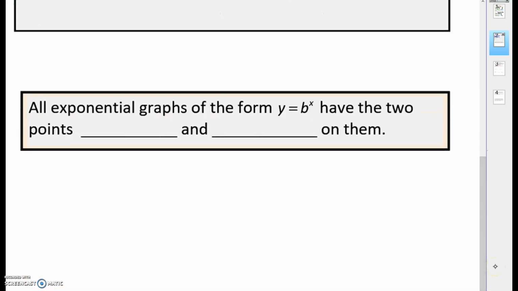So all exponential graphs of the form y equals b to the x actually have two pretty points. Our first one is always going to be at (0, 1), because for any number I put in for b, if I raise it to the 0, the y value is going to be 1. And my second point is always going to be at (1, b), because any number raised to the first power just produces itself.